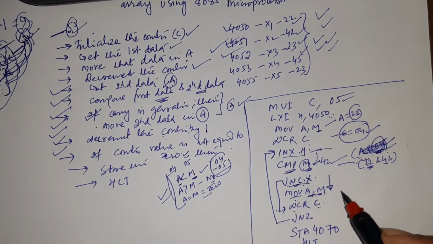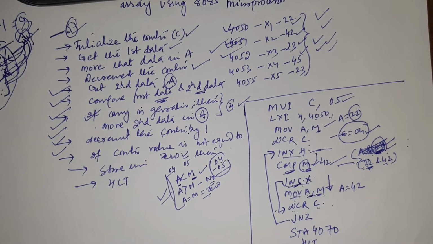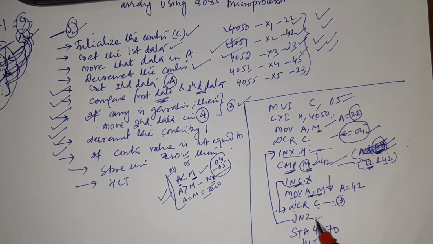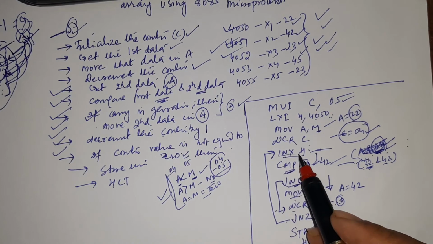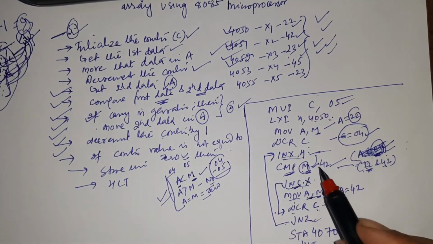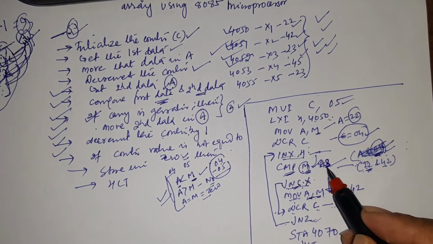Move A comma M. After this the value of A will be 42 and value of C will be 3. Now check the value of C. If it is not 0, then jump. Now INX H means now this will point to the next number, so here the value of M will be 23.